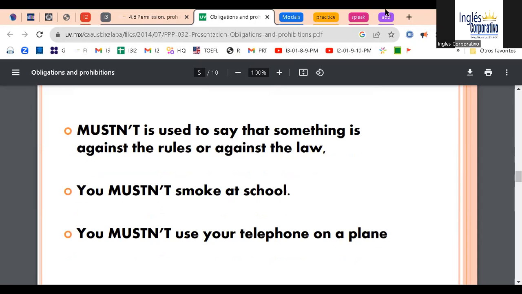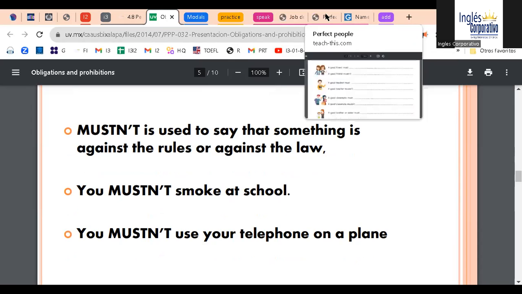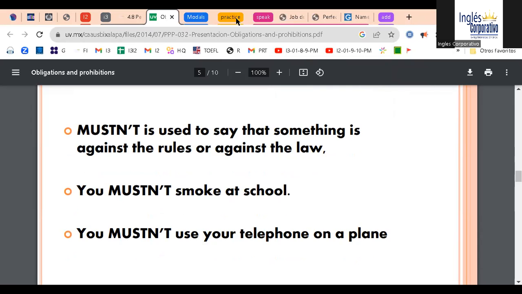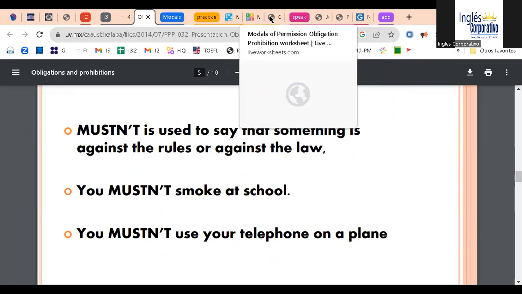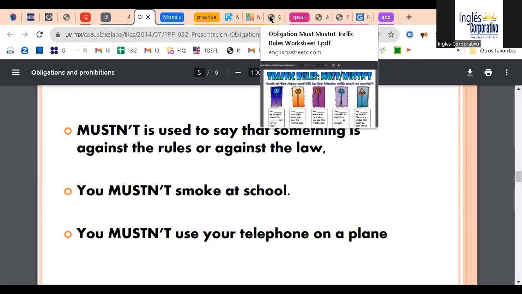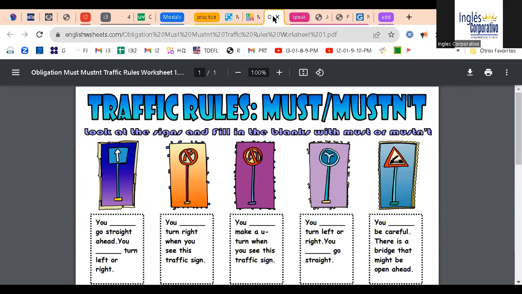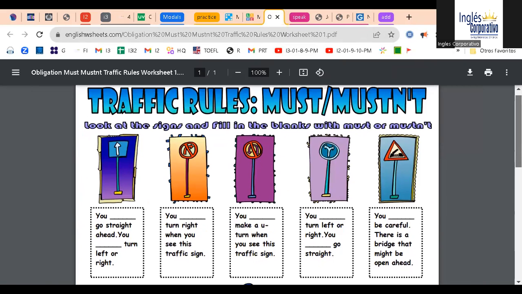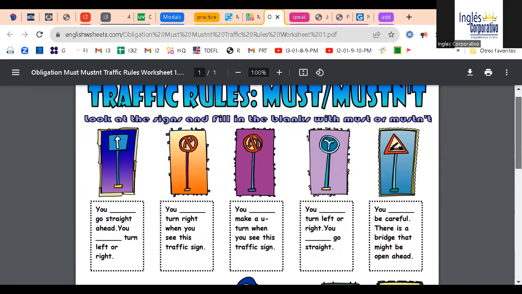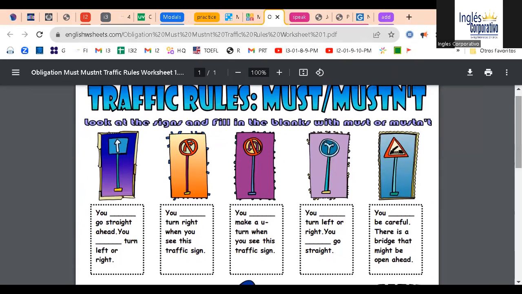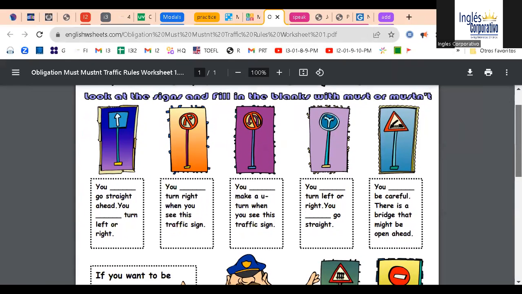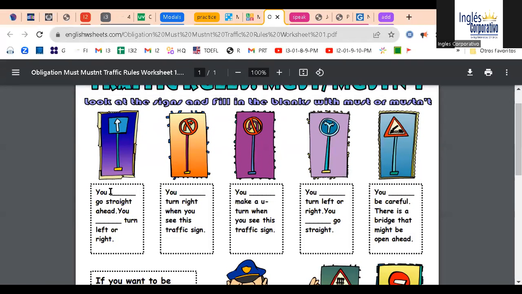So I think I have a picture over here. So just let me check it. Where is it? Okay, so we're gonna check some. So when we want to express prohibition, we use mustn't. For example, look at this. Traffic rules, must or mustn't. Look at the signs and fill in the blanks with must or mustn't. For example, how about this one?